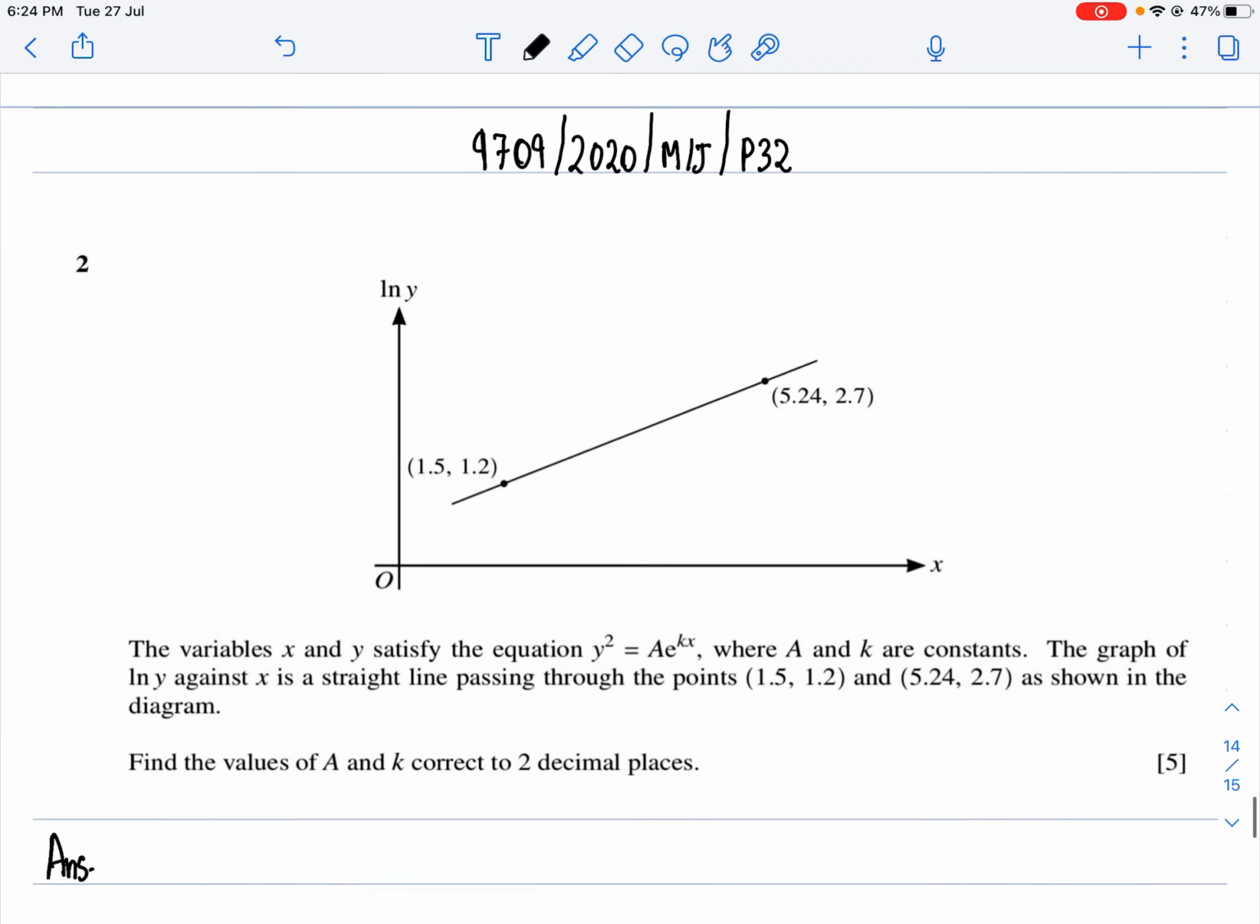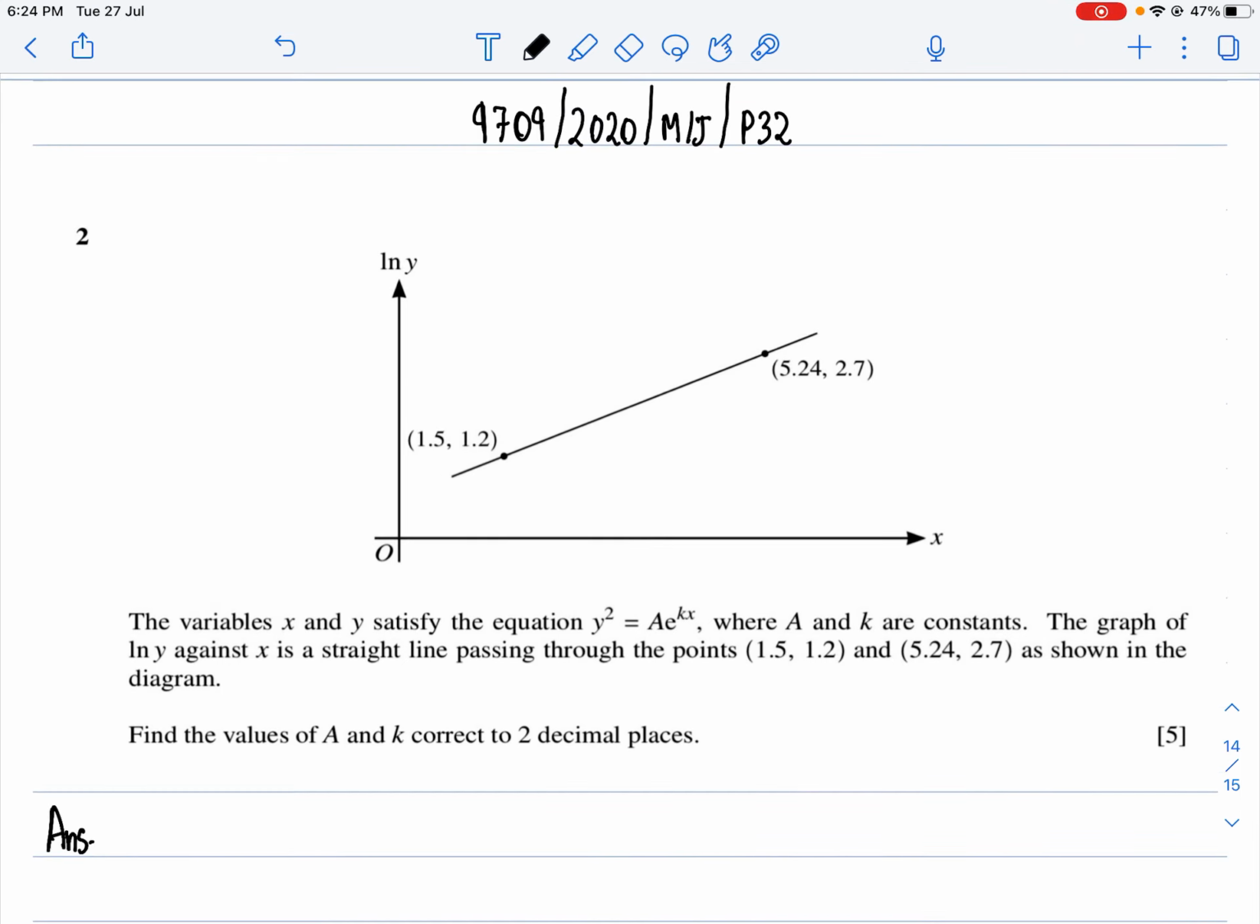So this is basically from 2020 May-June paper 32. Okay, so here the variables x and y satisfy the equation y raised to 2 equals a into e raised to kx, where a and k are constants. The graph of ln y against x is a straight line passing through the points 1.5, 1.2 and 5.24, 2.7 as shown in the diagram. Find the values of a and k.